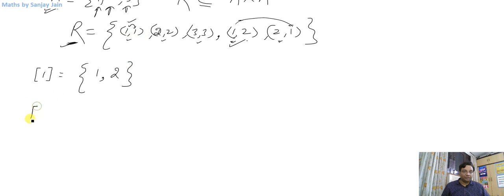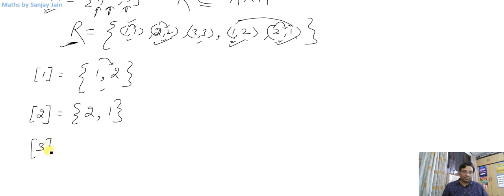Now what about equivalence class of 2? So it will definitely have 2 in it because it is reflexive, so 2 will definitely be related with 2, or 2 will definitely be related with itself. Now what other element will it be related to? It will be related to 1 also, because 1 is related to 2, right? So 2 will definitely be related to 1, which can be seen from here also, right? 2 is related to 2, 2 is related to 1. And why is it related to 1? Because 1 is related to 2 and it has to be symmetric. So this is equivalence class of 2.